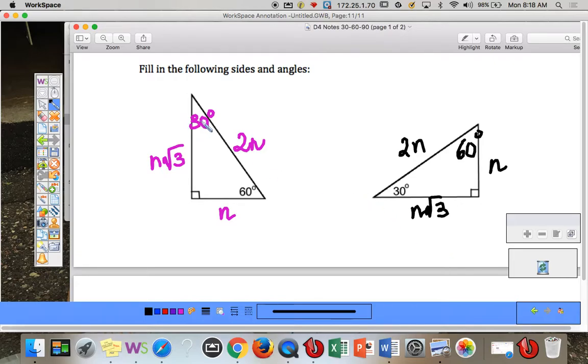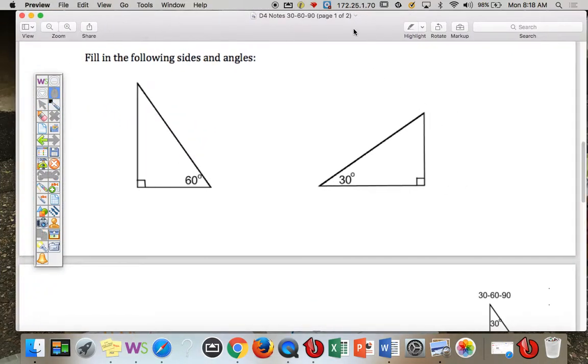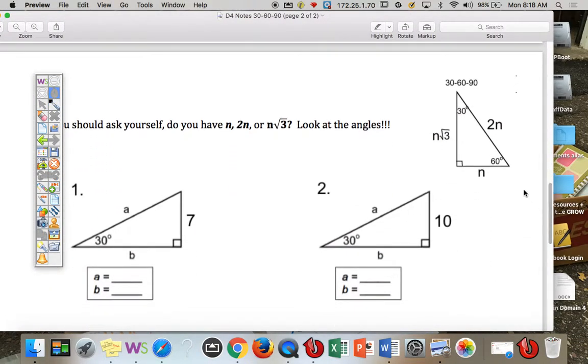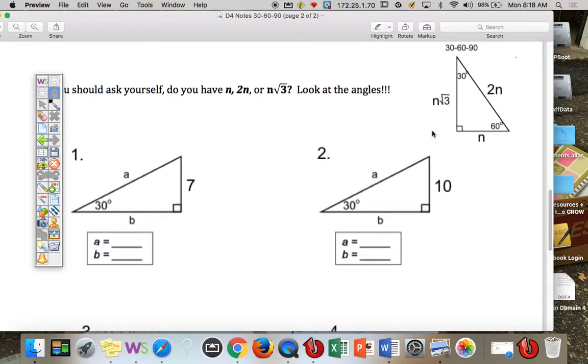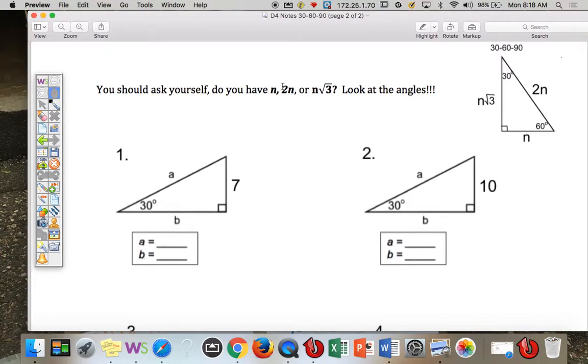So you just have to remember, look at your angles, look at the sides, and we're going to use that to solve. So let's do some examples here. Again, here's that triangle. It might flip around on you. And again, when you're doing these triangles, you have to ask yourself, do you have n, 2n, or n square root of 3? Look at the angles.